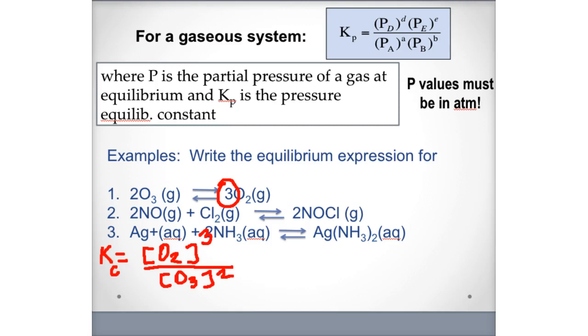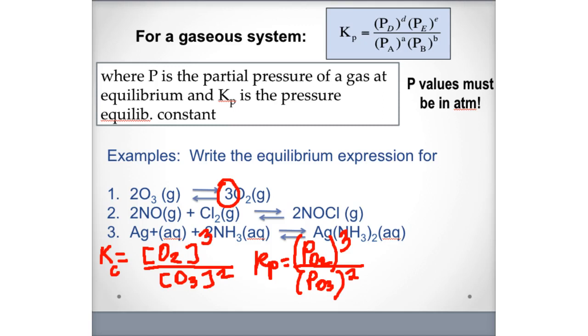Let's say I wanted to do Kp. It's the same thing. It's just that instead of concentration, we're using pressure. So you write the pressure of O2, and then to the power of 3, because there's a 3 mole quantity there, and then you divide by the reactant, which is the pressure of O3, to the power of 2. Okay, so that's how you would set up these two equilibrium expressions.